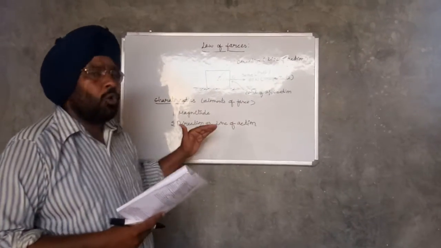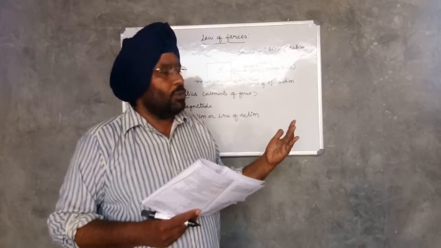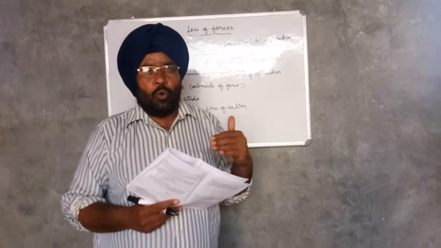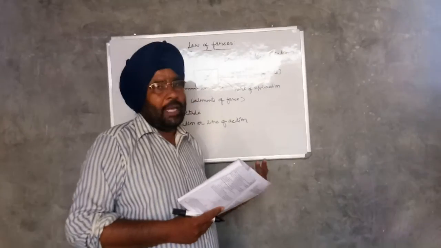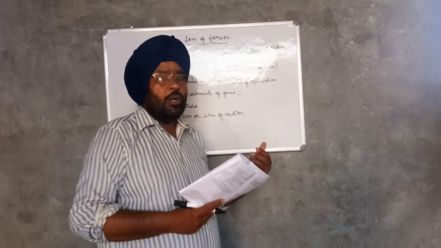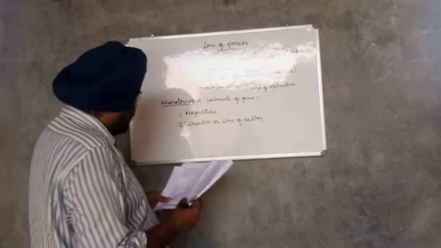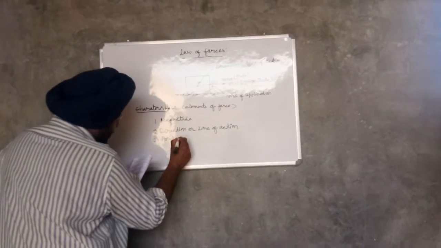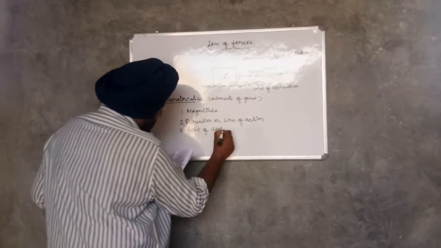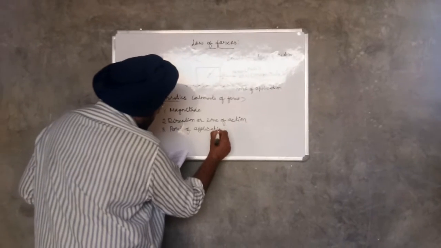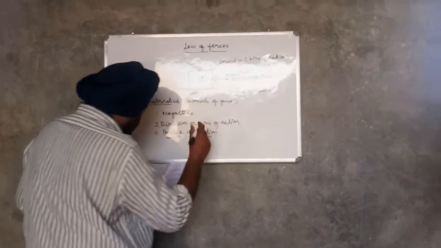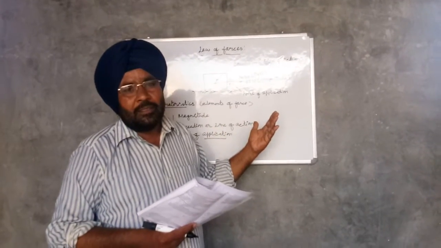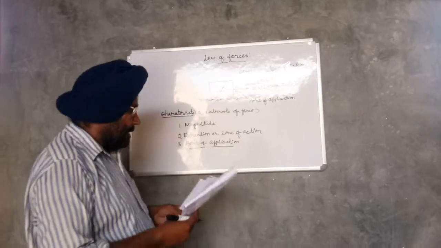The line along which the force is acting is known as the direction or line of action of the force, and it may be horizontal, vertical, or at some angle with horizontal or vertical. Then point of application. It is the point through which the force is acts on a body. Then sense.